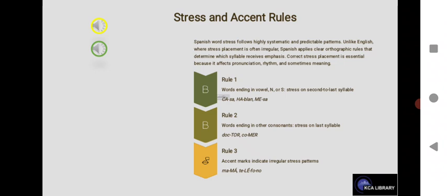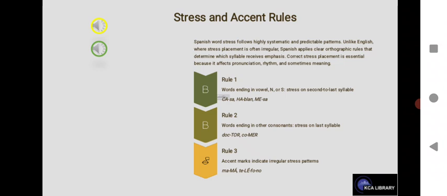Spanish word stress follows clear and predictable patterns. Unlike English, where stress placement can be irregular, Spanish uses consistent rules to determine which syllable is emphasized. Correct stress is important because it influences pronunciation, rhythm, and sometimes the meaning of a word.